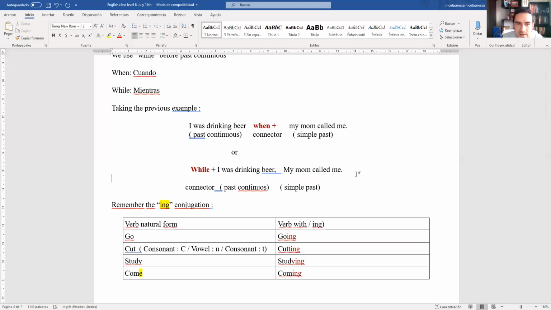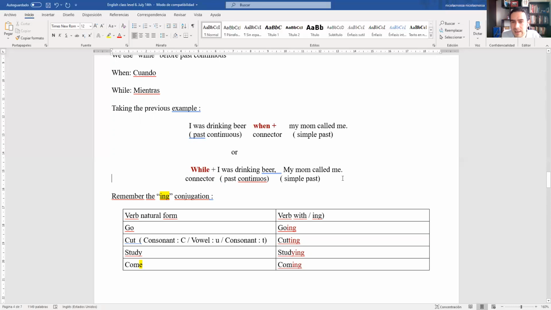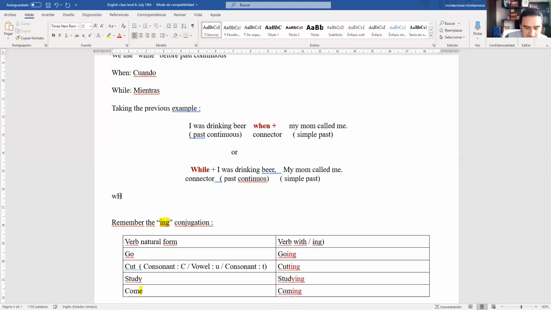¿Por qué no puedo usar el conector while, mientras, antes del pasado simple? Entonces lo voy a hacer así. While my mom called me. Mientras mi mamá me llamó, así la voy traduciendo. While my mom called me, I was drinking beer. Aquí ya cambia completamente el sentido de la oración porque ya no tiene sentido. Mientras mi mamá me llamó, yo estaba tomando cerveza. That's not logical, no? Maybe the order is strange, no? It's not quite logical. Por eso no se puede usar el while y luego el pasado simple.